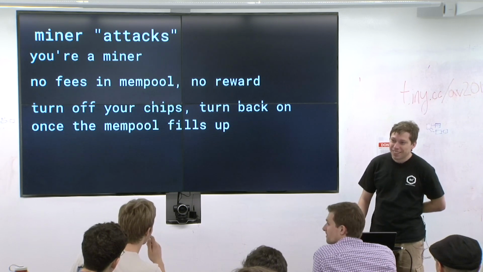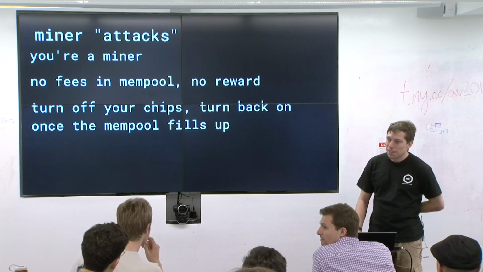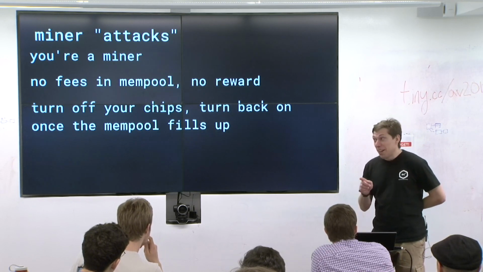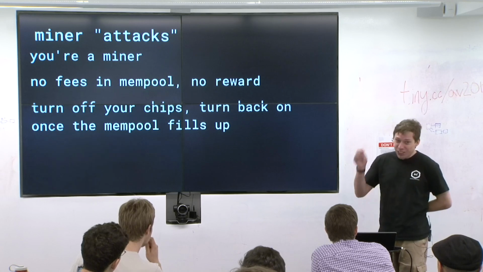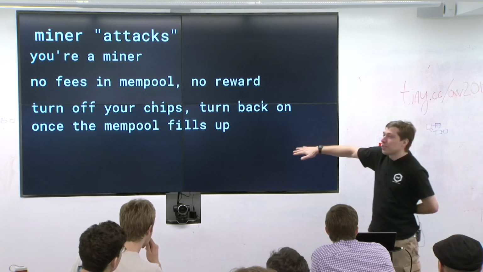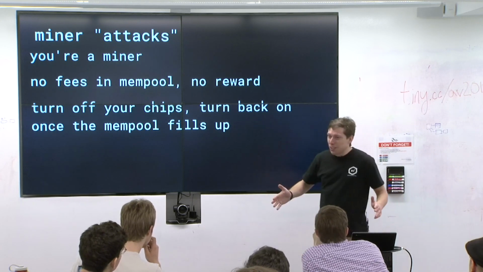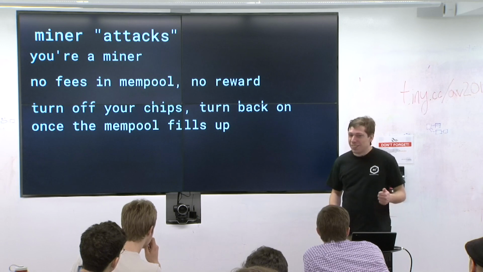Could you make a bunch of transactions where the fees are high and then make people believe that the fees are high? Very good idea. I'm pretty sure miners are doing that, or were in November. That doesn't help you. Well, that helps you sort of medium term, right? In the very short term, where there's no empty mempool, what do? There is another attack you can do.